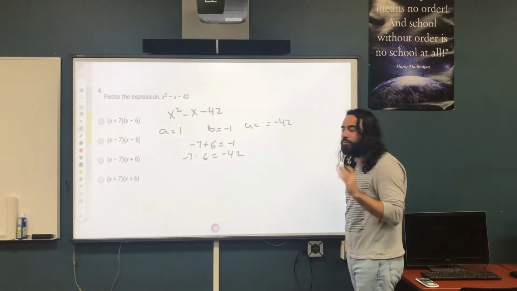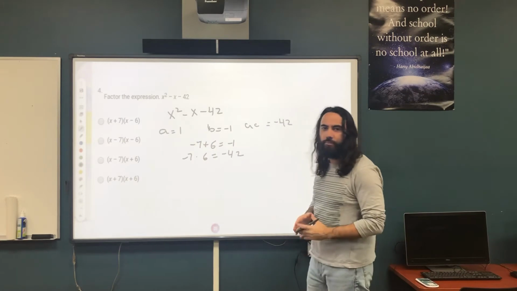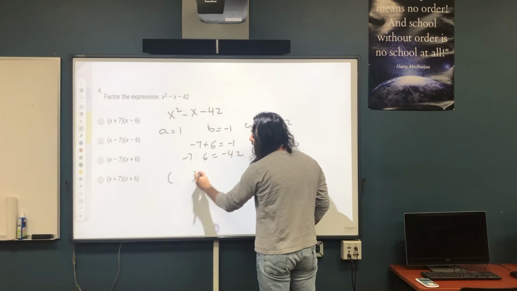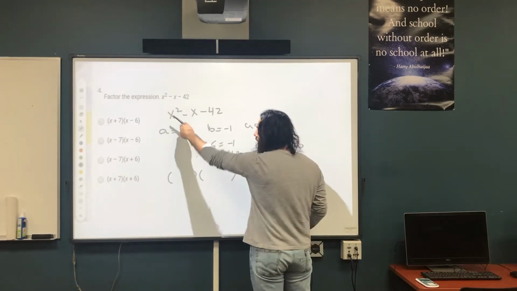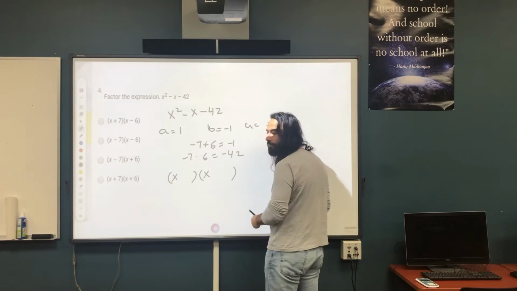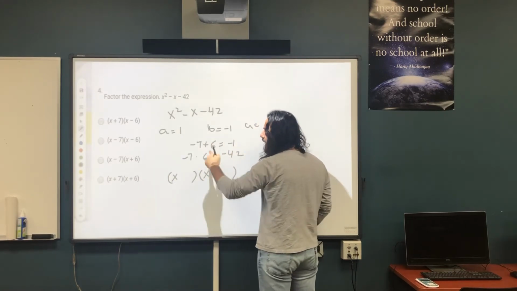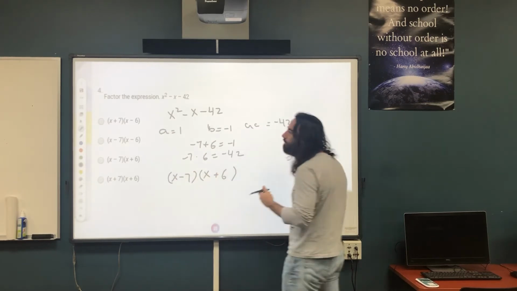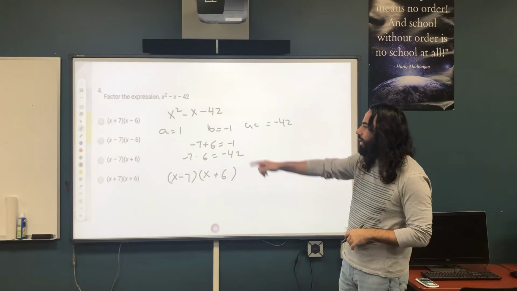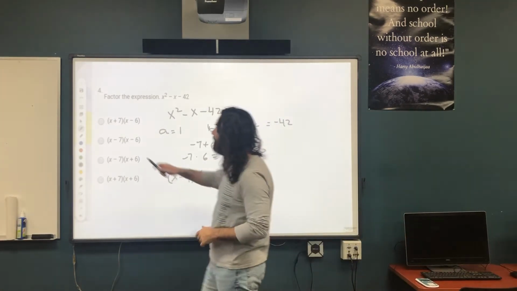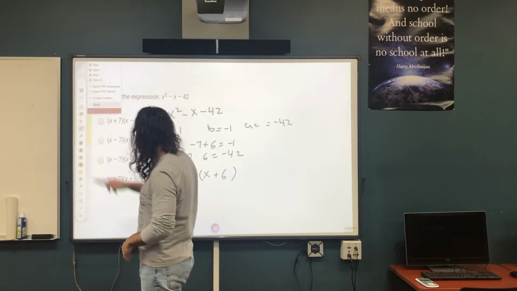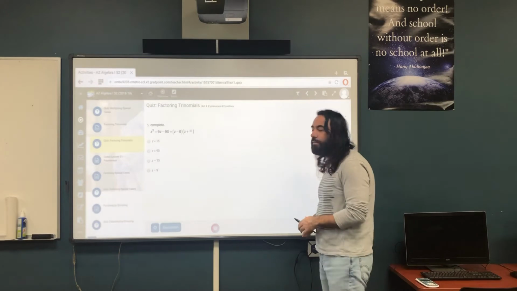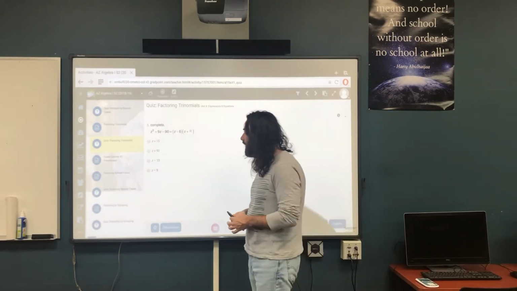Now we found the two numbers. The two numbers are negative 7 and positive 6. So in this case, we need to put two parentheses because we need to factor. The variable is x, because x times x is x squared. And you put in the other two numbers that you found, minus 7 plus 6. And this is the answer. So in this case, the answer is the third one. Let's remember, guys, the magical question: if you add them, you get B, but if you multiply them, you get AC.